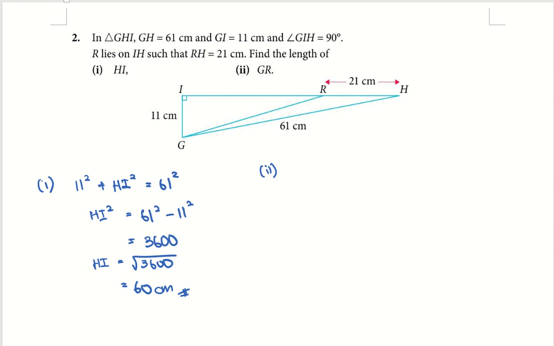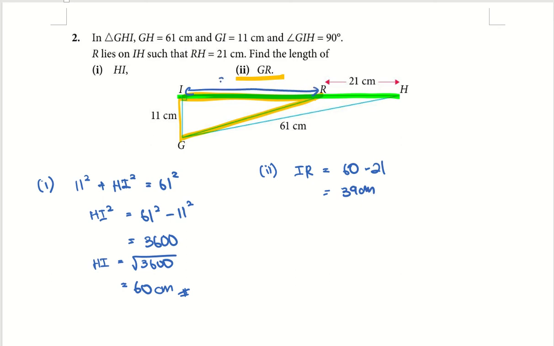You know that HI is 60 cm, right? Which is this entire length. In part 1, you found it to be 60 cm. So in order for me to find your length GR, I just need to find this triangle over here. I can do that easily because I can just simply find what is my length IR by taking 60 minus 21. That gives you 39 cm. So this length IR is 39 cm.